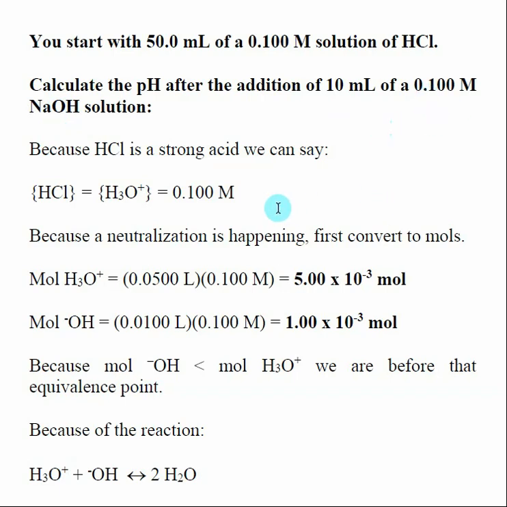Because we're going to be doing a neutralization, that is a type of reaction. And so the first thing we need to do is look at how many moles of hydronium and how many moles of hydroxide we are adding to this titration. So remember, moles is equal to molarity times volume. So when we do this multiplication, we get the number of moles of hydronium that we are starting with, and then the number of moles of hydroxide that we have added during this titration.